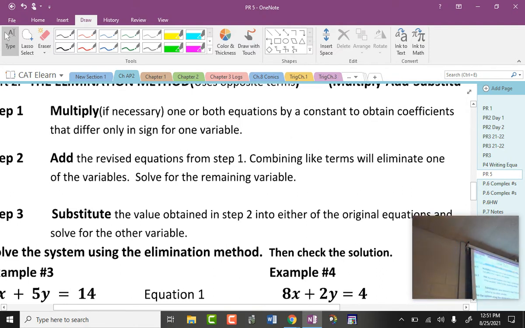And then you add those two equations together. Sometimes this method is called linear combination because you're combining two equations into one. And then you solve for the leftover variable and then you substitute. It's the same process as the substitution steps, except for the beginning. So multiply to get opposites, add the two equations together, solve, then substitute.